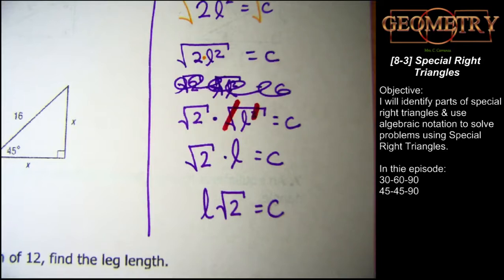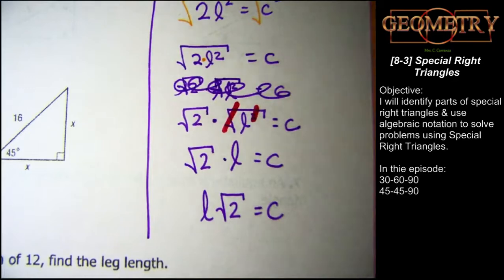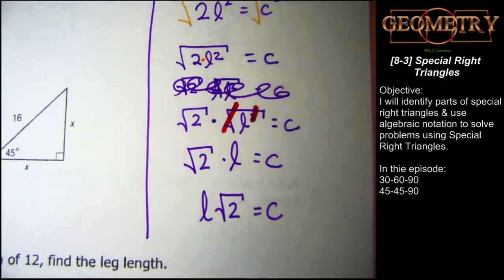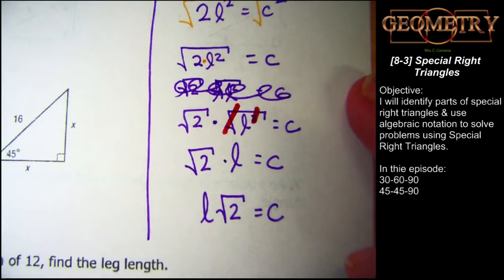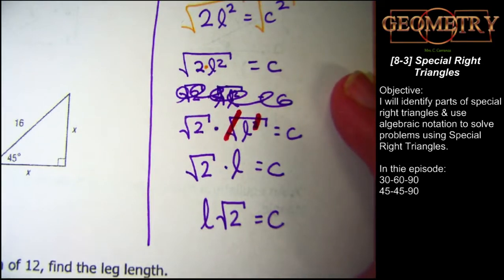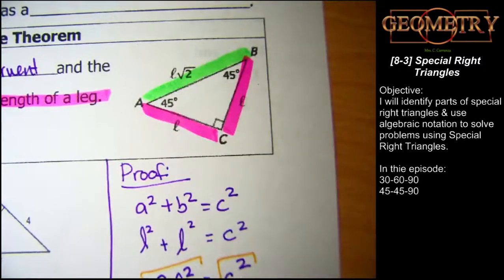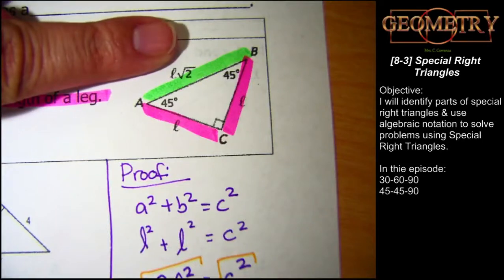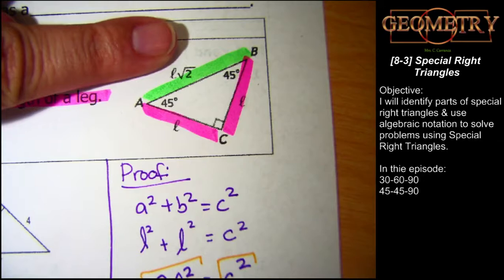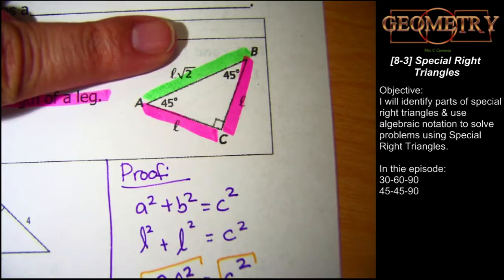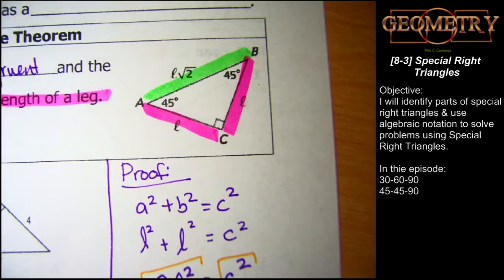Feel convinced now that this will always work? Okay, this will always work as long as it's a 45, 45, 90 right triangle. If it's any other kind of right triangle, this pattern will not work. Okay? So again, the pattern is, if you're finding the hypotenuse, take the length of the leg, multiply it by square root 2, you're done. Okay?